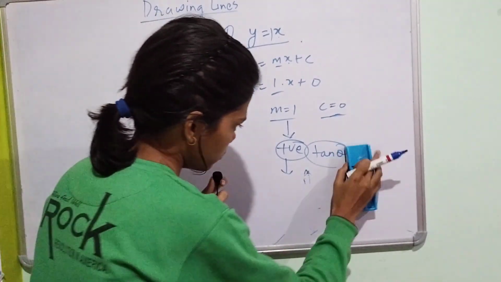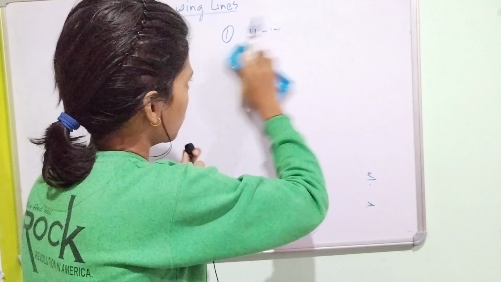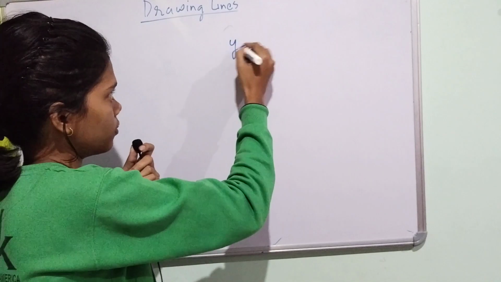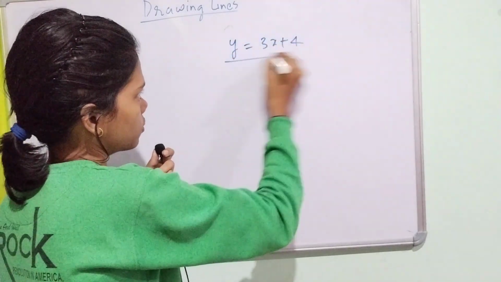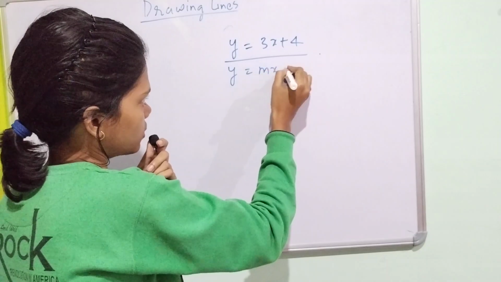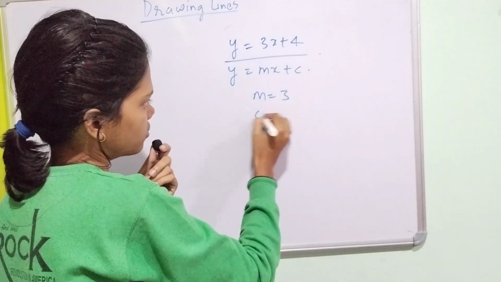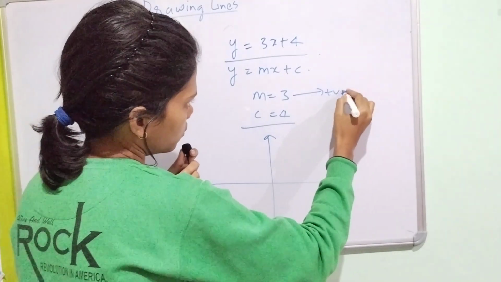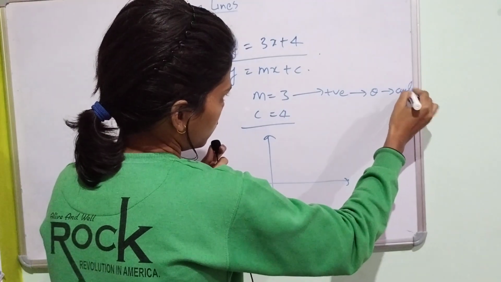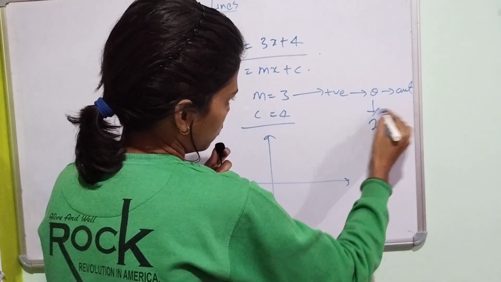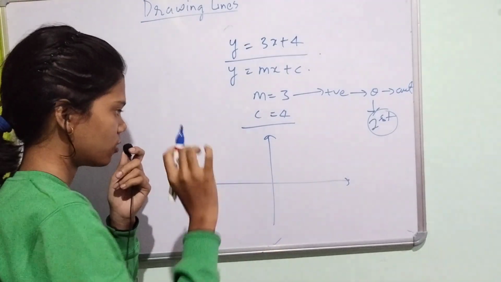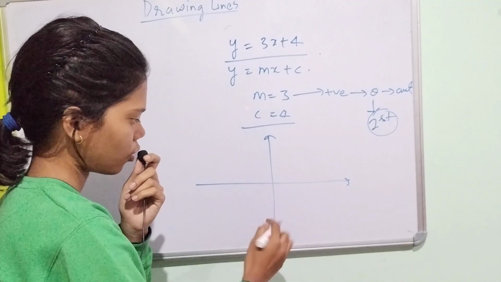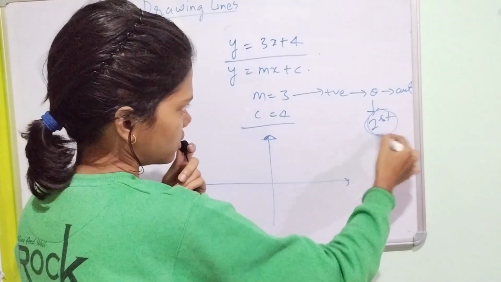So let's take another example. Suppose we have the example y equal to 3x plus 4. So we'll compare it with y equal to mx plus c, where the slope is 3 and c is 4. No problem. The slope is again positive, it means theta is acute. Theta is acute, it means it will lie in the first quadrant. We are only taking the first quadrant or the second quadrant. No need to take the other two quadrants because they will be automatically included. So theta is in the first quadrant.